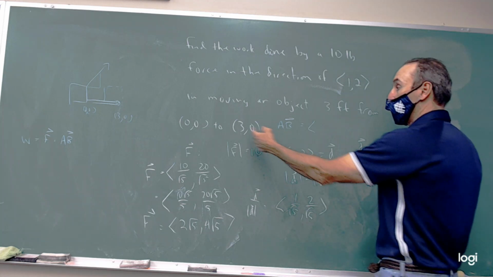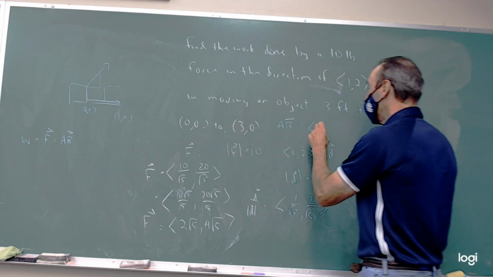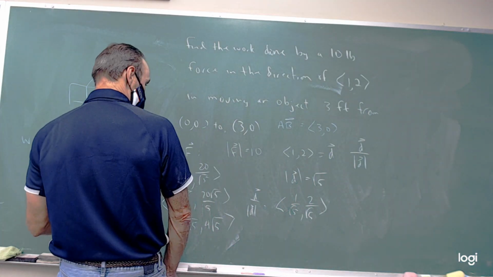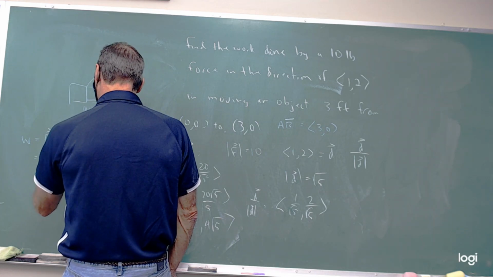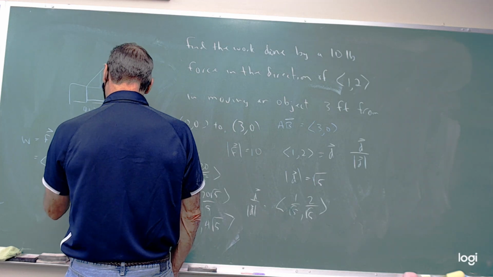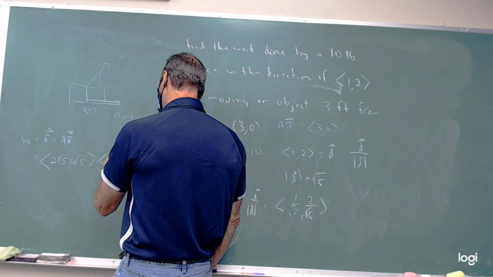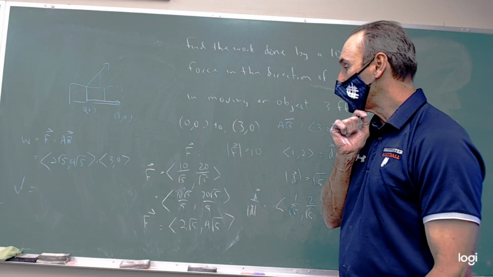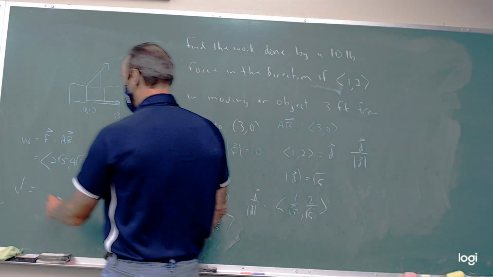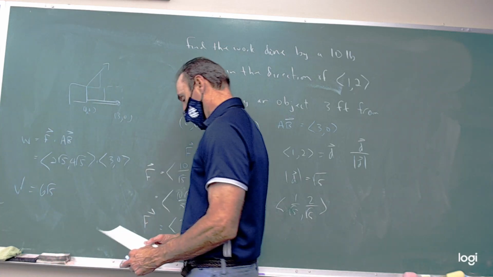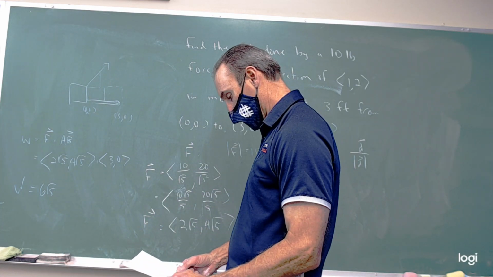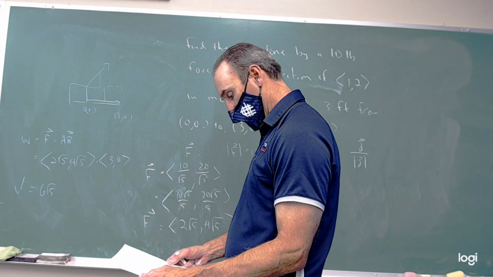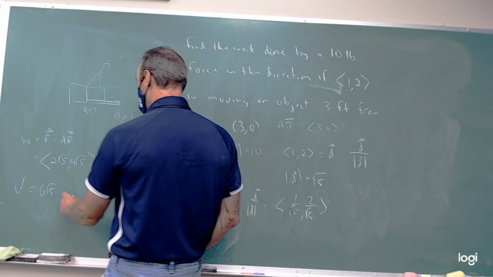From (0, 0) to (3, 0) is tip minus tail. It's going to be (3, 0). So we're going to get our (2√5, 4√5). We're going to dot that with the vector (3, 0). So the work that we actually end up doing is 6√5, which as a decimal I think was like 13.416. What's the unit going to be on that?